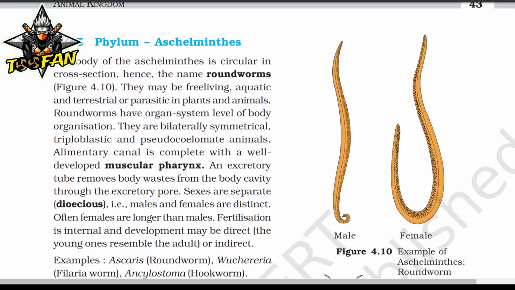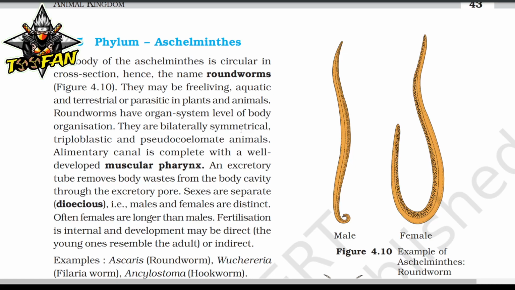Now, phylum Aschelminthes. The body of the Aschelminthes is circular in cross section, hence the name roundworms. They may be free-living, aquatic, and terrestrial, or parasitic in plants and animals. Roundworms have organ level of body organization. They are bilaterally symmetrical, triploblastic, and pseudocoelomate animals. Alimentary canal is complete with a well-developed muscular pharynx.